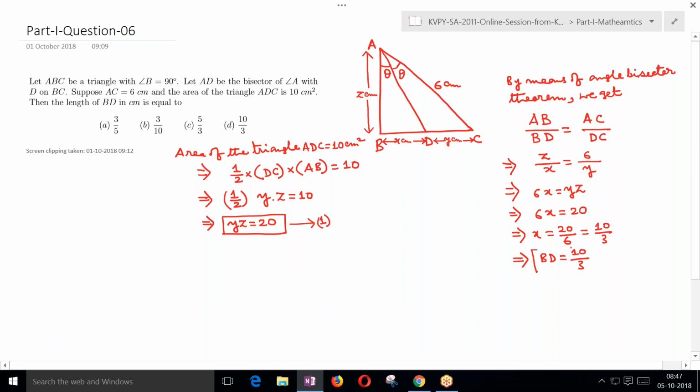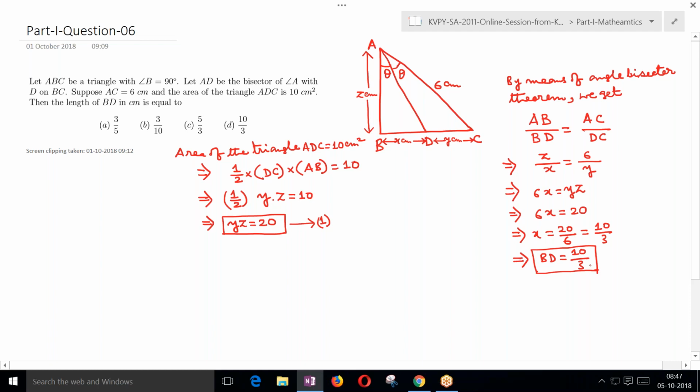See how fundamental this KVPY question is. So I would like to tell you in 2 minutes why this question is important. As the area of the triangle ADC is given as 10 square centimeter, you can very clearly write that half into DC into AB equal to 10. That is half into Y into Z equal to 10. That is Y into Z equal to 20.